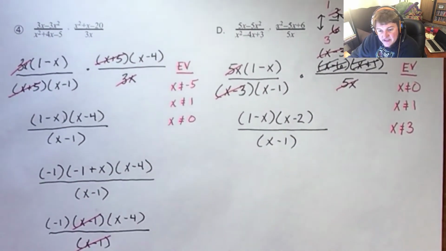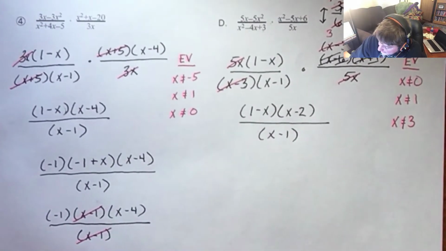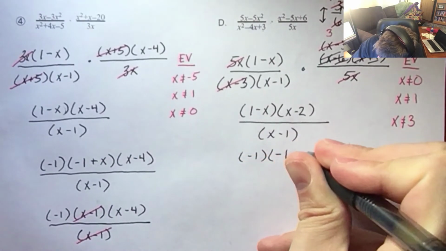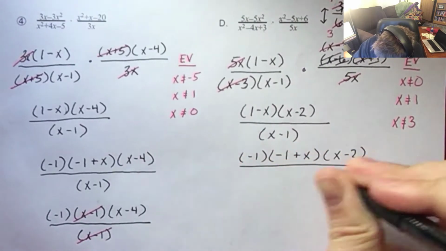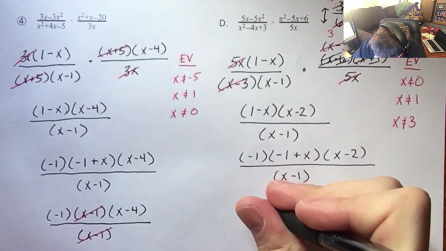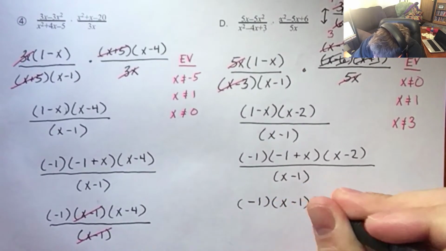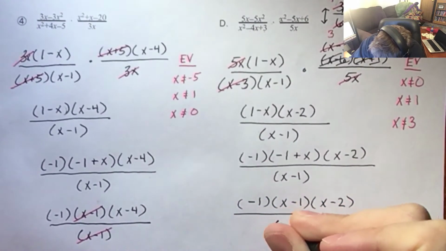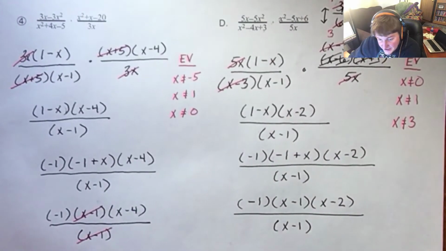Hopefully you've identified the similarities between 4 and letter D. Okay, and that these strike me as opposites, so let's factor out a -1. And then reorganize. So now I do have my common factor. It looks like it is x minus 1.